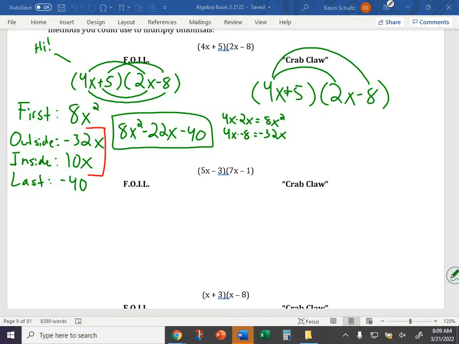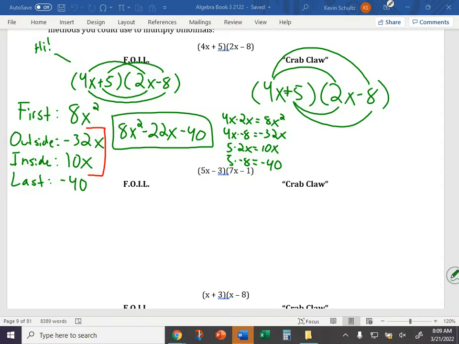And now that we've distributed that 4x into each term in the second set, we go to the 5. And we do the same thing we did earlier. 5 times 2x gives us 10x. And 5 times negative 8 gives us negative 40. Grandpa! Okay? So there you have it.